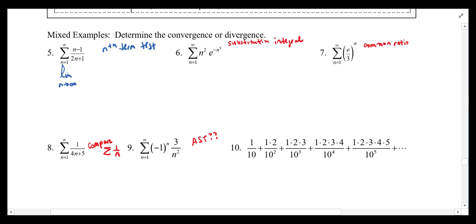And then for number 10, wow, what is this? If I were to simplify this, n factorial over 10 to the power n. Actually, that's not simplifying, that's generalizing. I see factorials, I see exponent. Got it, what we just did today, the ratio test.